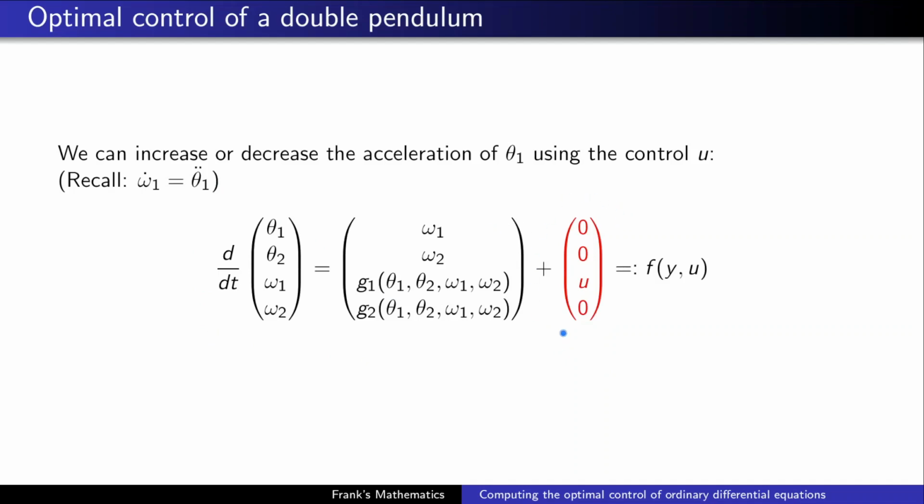And we just add another vector which has a control u in the third component, because if we add a function u or value u to the third component, we modify the value omega 1 prime. But omega 1 prime is theta 1 double prime, which is just the acceleration of theta 1. So this is the correct way to modify our ODE. And we call the resulting function f of y and u. Okay, so this is what we want to model.